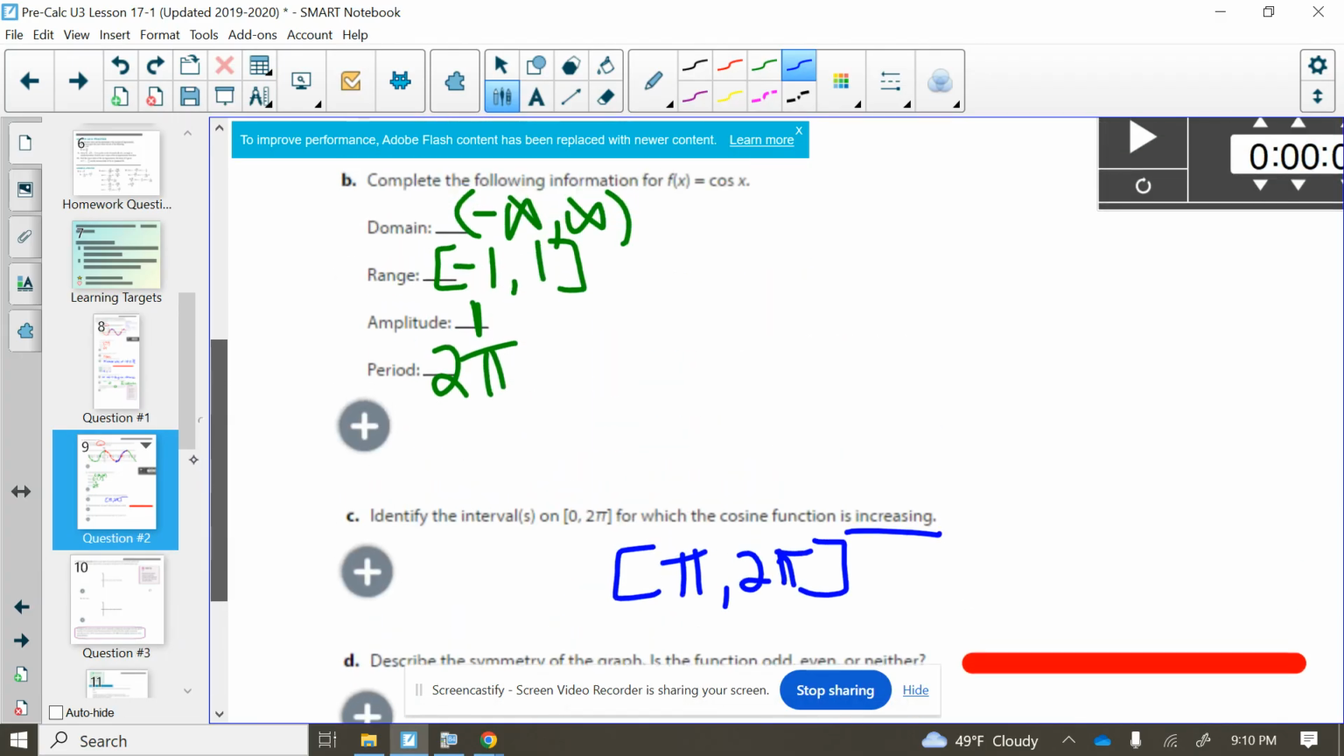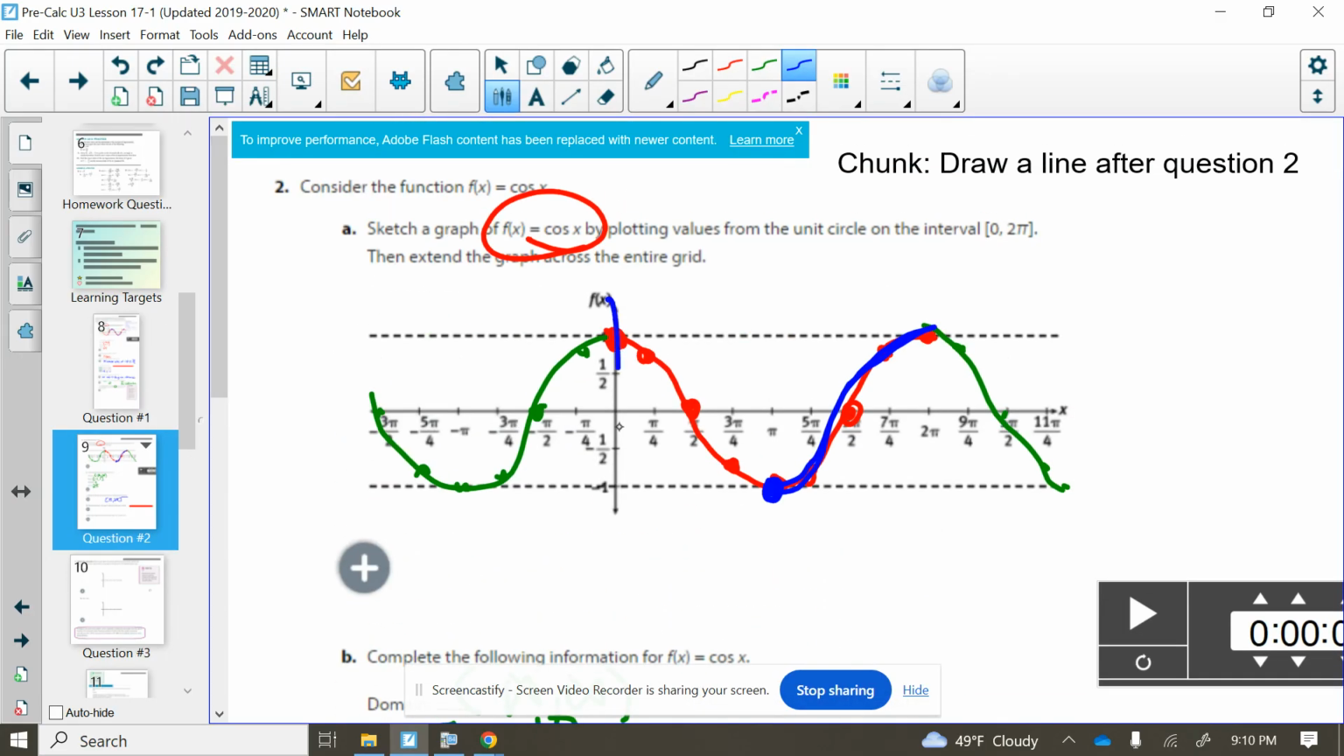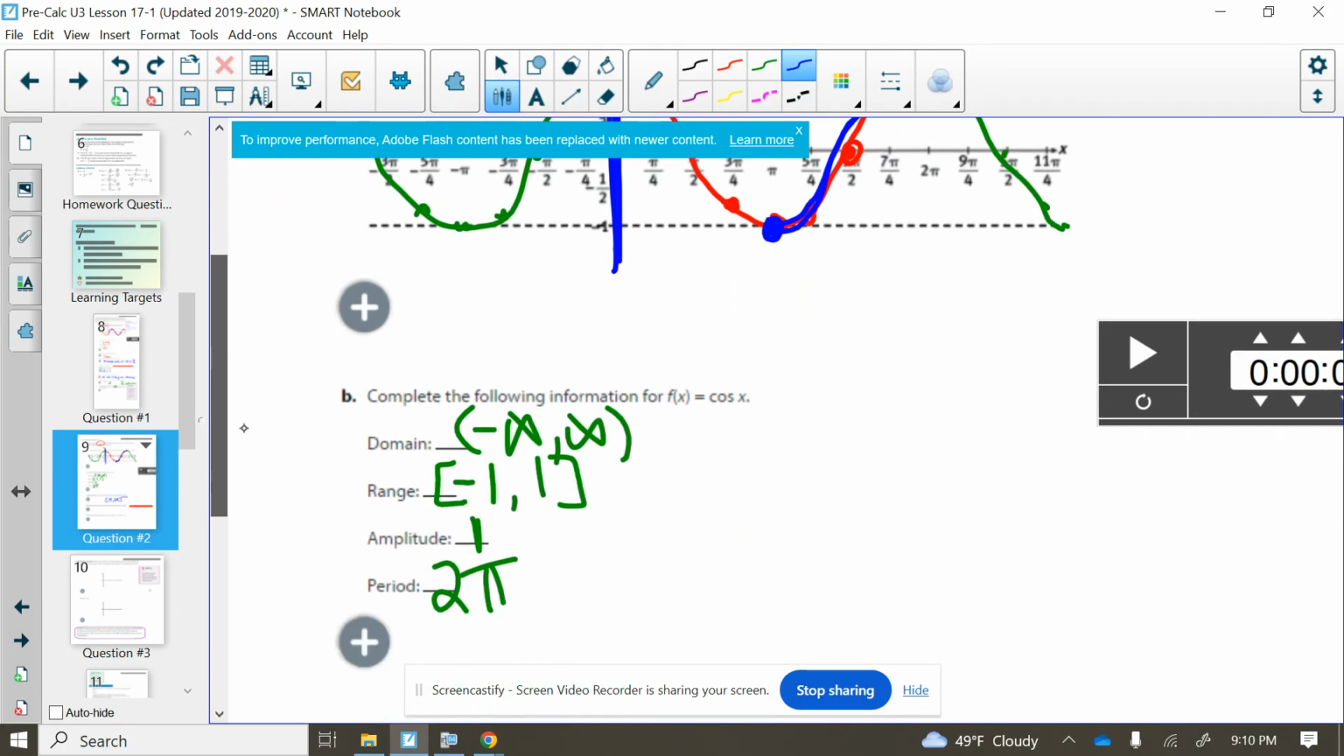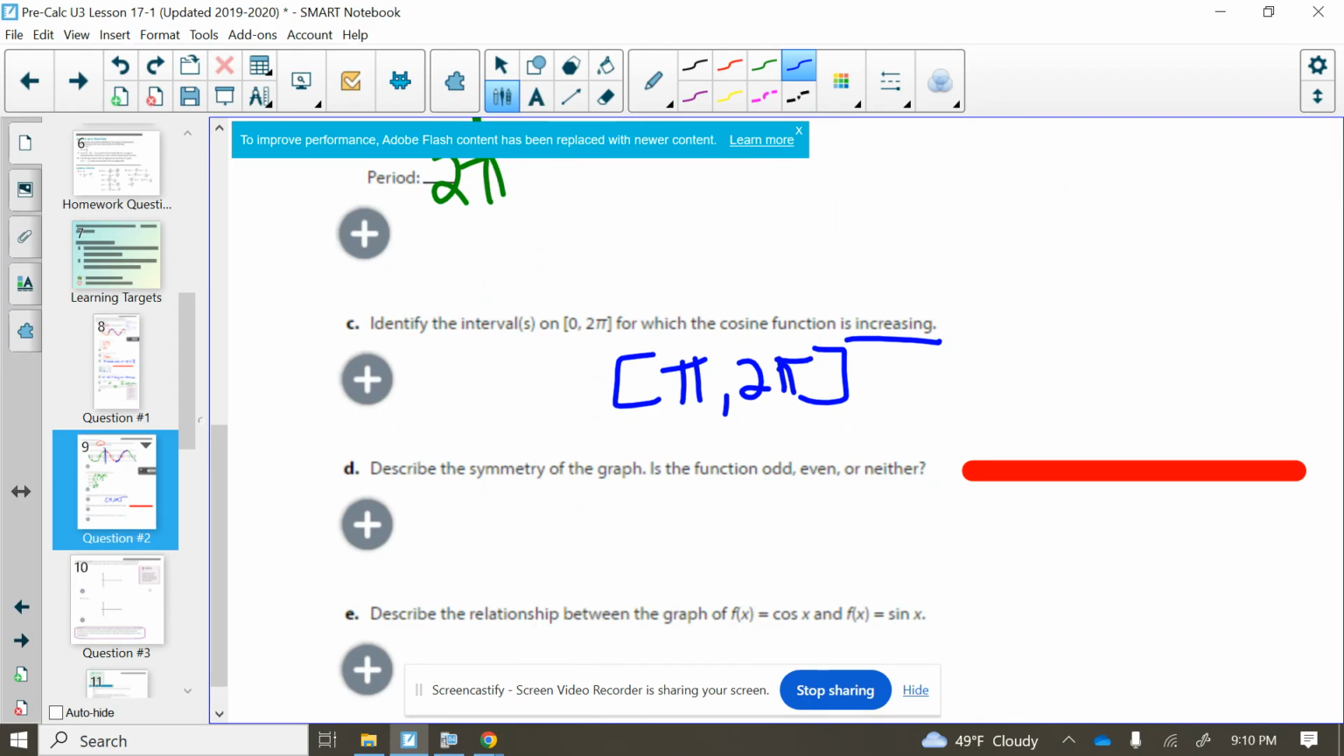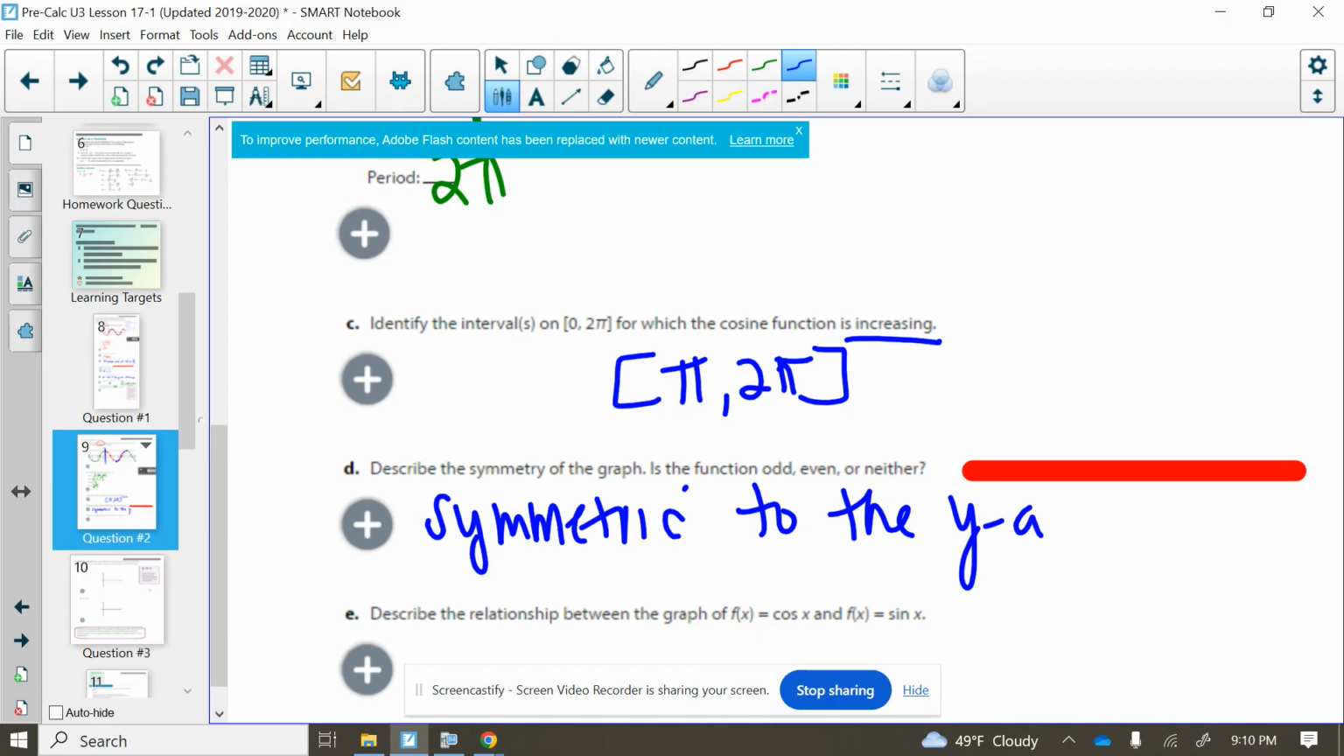Now this time when we talk about symmetry, our graph is going to have symmetry to that y-axis. It is not, however, going to be odd. So when we talk about the symmetry, we are going to say we are symmetric to the y-axis. So cosine is an even function.